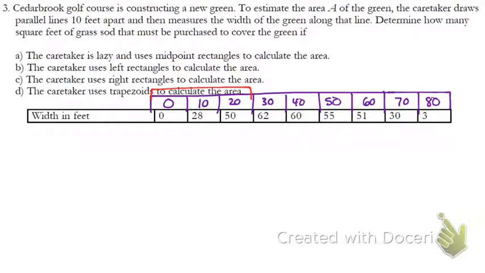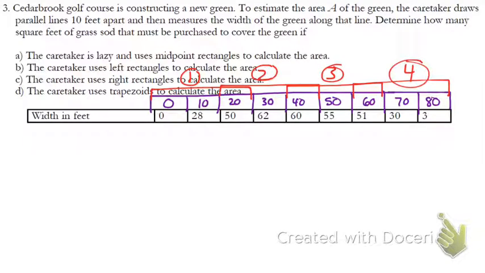And then my next one will be from 20 to 40 because I want all of them to have the same base. So from 0 to 20 has a length of 20. 20 to 40 has a length of 20. 40 to 60, length of 20. 60 to 80, length of 20. So I have 1 rectangle, 2 rectangles, 3 rectangles, and 4 rectangles. So for my midpoint approximation, part A, I'm working with 4 rectangles. They all have a base of 20 feet. And then for the midpoint heights, let's look at the middle.